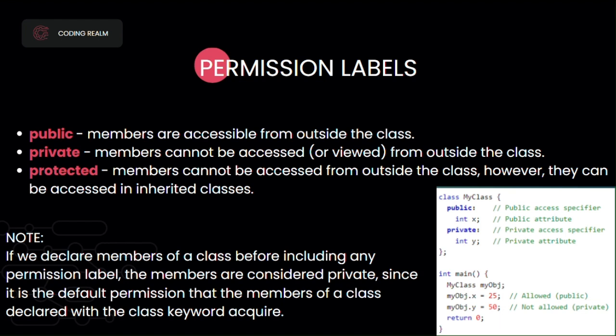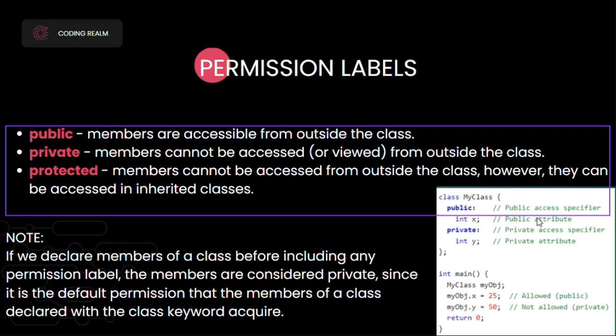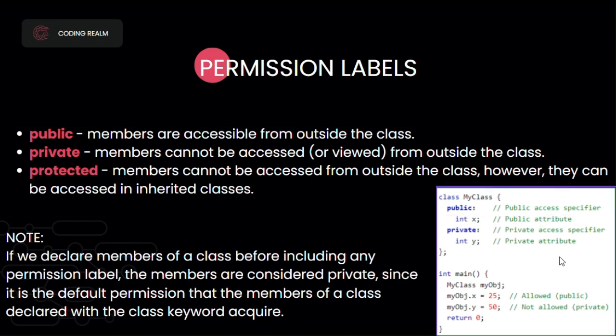Look at this example. We have here public integer x and private integer y. Public is an access specifier and private is also an access specifier, but in public the members are accessible, and in private the members are not accessible.